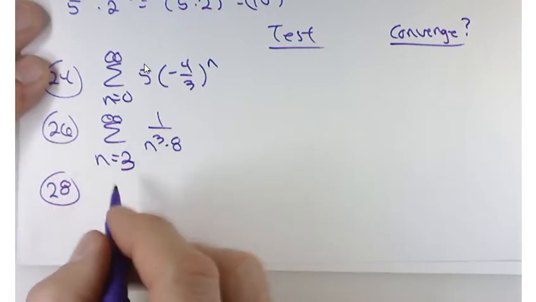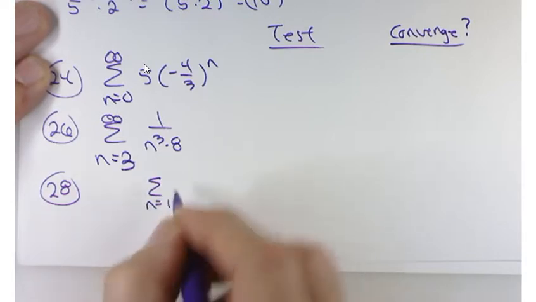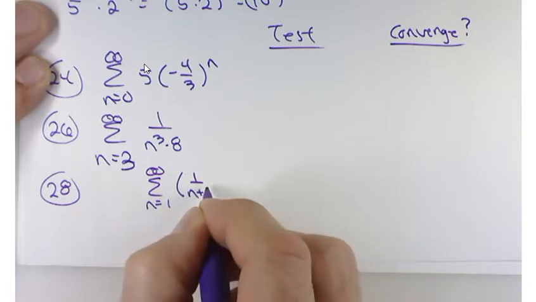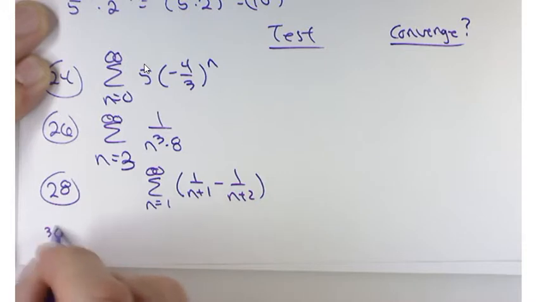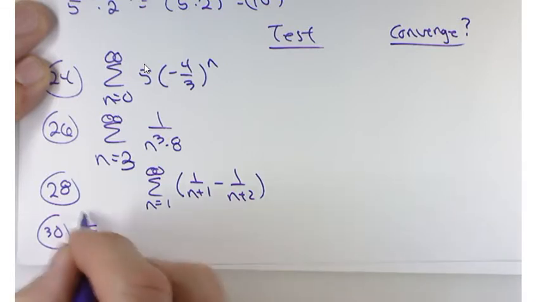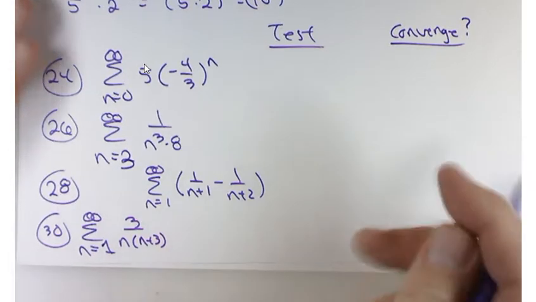Problem 28. Sum from n equals 1 to infinity of 1 over n plus 1 minus 1 over n plus 2. And last but not least, problem number 30. Sum from n equals 1 to infinity of 3 over n times n plus 3.